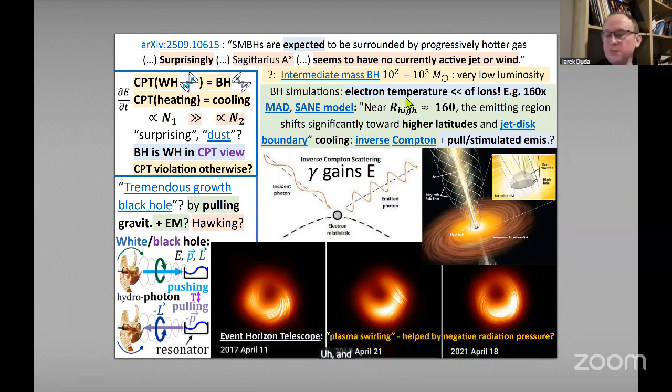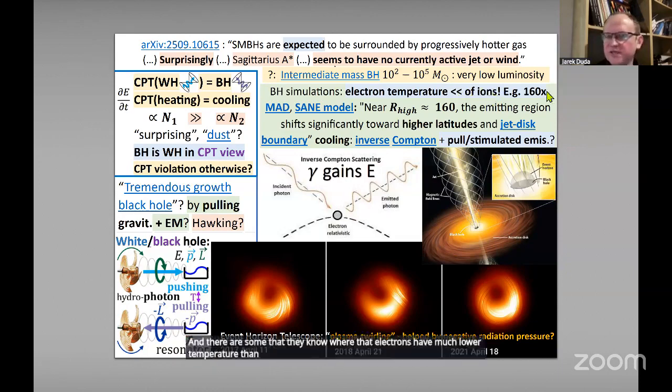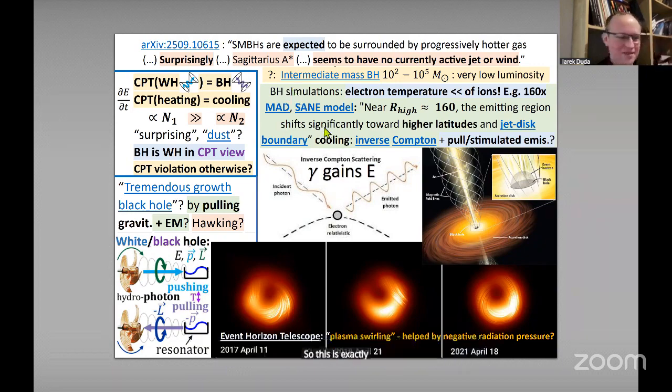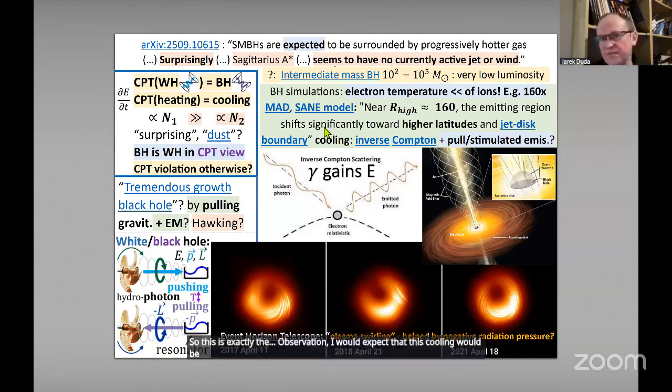And it turns out that they know well that electrons have much lower temperature than ions, like 160 in the models that they are using. So this is exactly the observation I would expect, that this cooling would be mainly for electrons. But they say this is mainly inverse Compton.